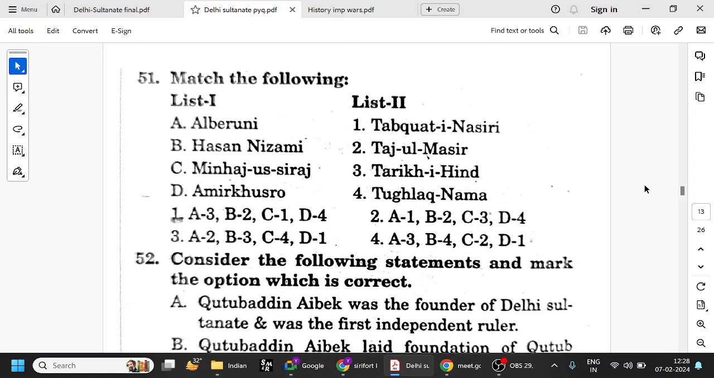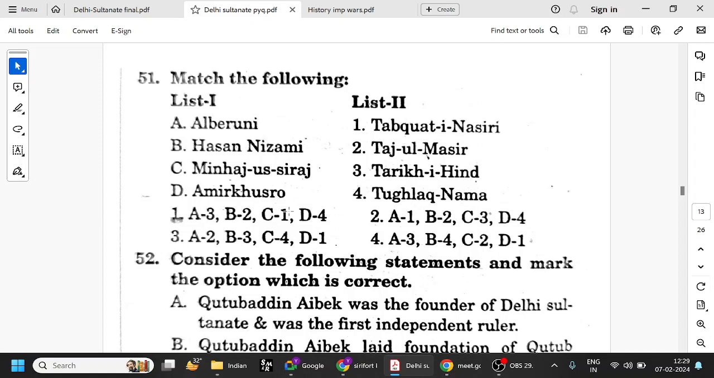So again, we've seen Minhaj Siraj is Tabaqat-i-Nasiri. That is one thing we remember, right? Minhaj Siraj is Tabaqat-i-Nasiri. I should remember that. So C1, okay, C1, and this is the only option with C1. See, so just by remembering one thing, you are able to make up the answer because none of the other options have C1. Okay, so obviously this is the answer.